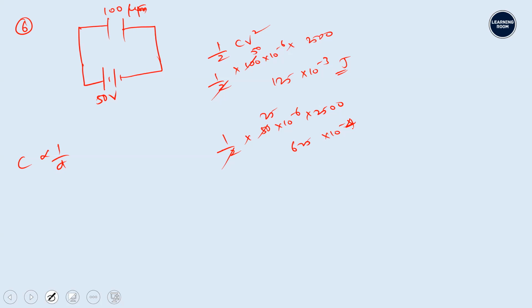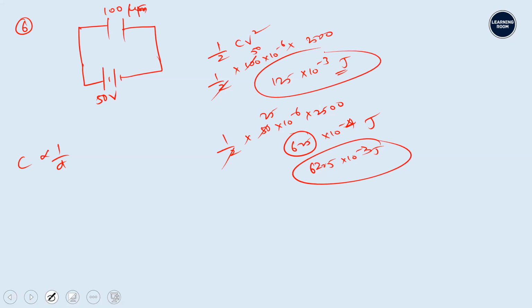Correct? So 625 into 10 power minus 4 is 62.5 into 10 power minus 3 joule. It is exactly half of this value. So the extra energy that is given is 62.5, 125 by 2.